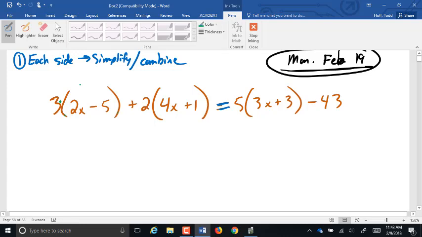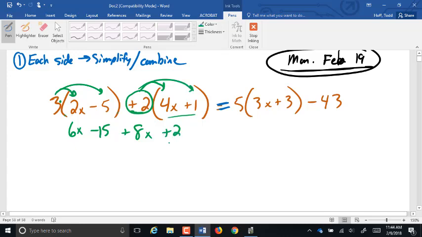You guys have probably used the term distributing, as we mentioned before. You have to multiply everything inside the parentheses by that 3. So 3 times 2x makes 6x. 3 times negative 5 is a negative 15. Moving to the next set of parentheses. Once again, there's nothing that needs to be done inside the parentheses. So we're going to multiply by the 2. It's a positive 2. You have to be careful to make sure that whatever sign is in front of it goes with it. So 2 times 4x is a positive 8x. And 2 times 1 is 2.